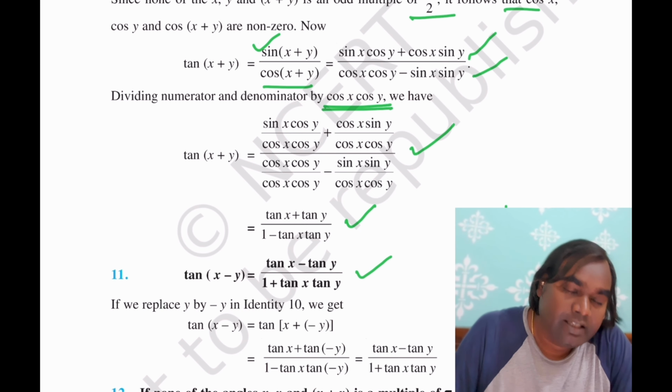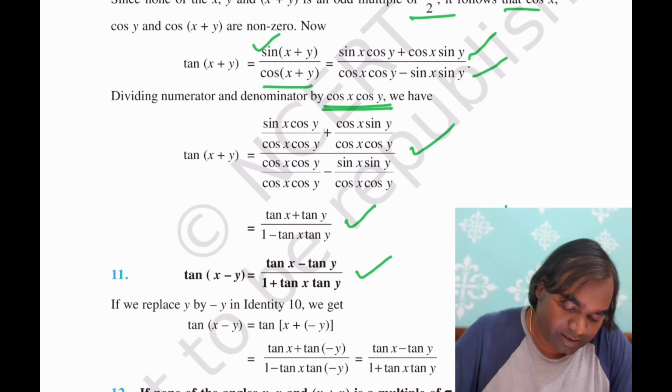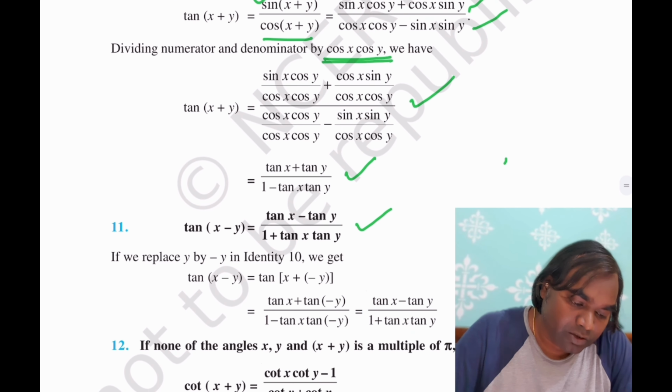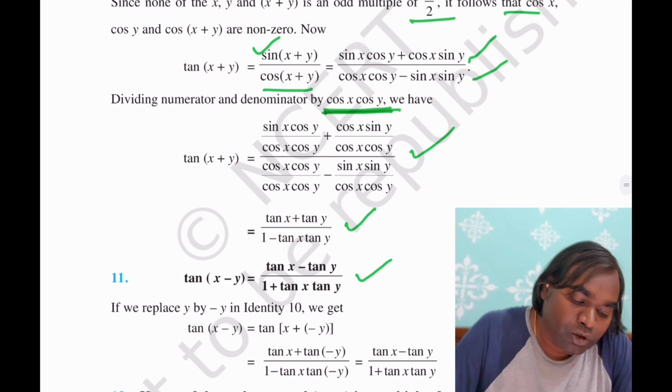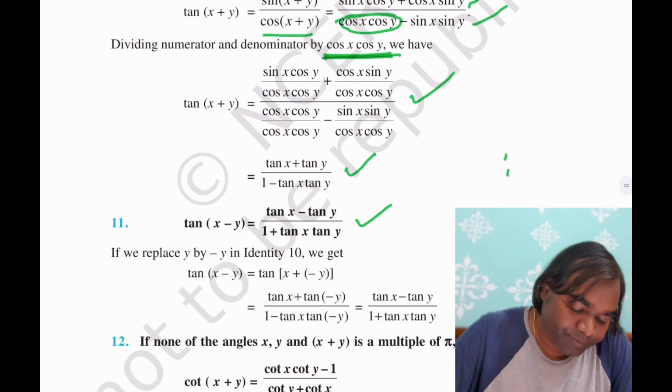Similarly, we can get tan(x − y) just by replacing y by −y, and we will get the relation. Okay, so note it. We have to divide the numerator and denominator by cos x cos y because we want the leading term to be 1. So we divide numerator and denominator by this value and we will get this relation.